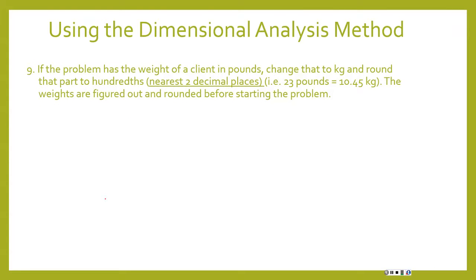If we talk about a client in pounds and the provider has ordered something in kilograms, what we will do then is convert pounds to kilograms, and in that case you would want to keep hundredths in that math problem. So 23 pounds equals 10.45 kilograms, and that's just to increase the accuracy of the dose that we would be administering. So keep to that hundredth or that second decimal place for kilograms.